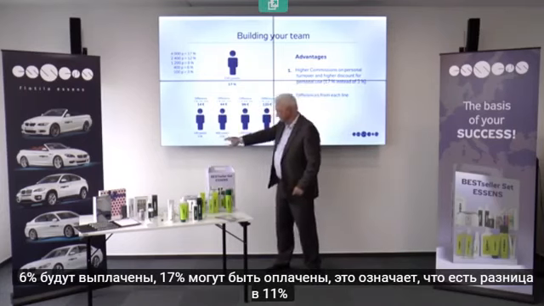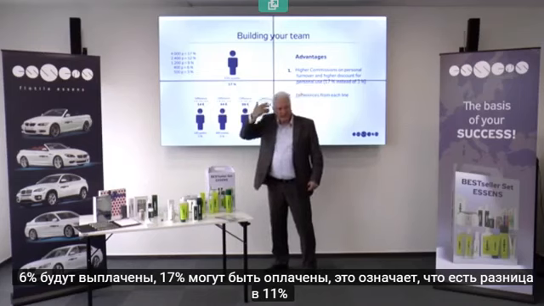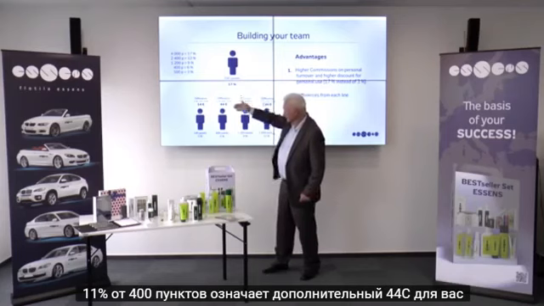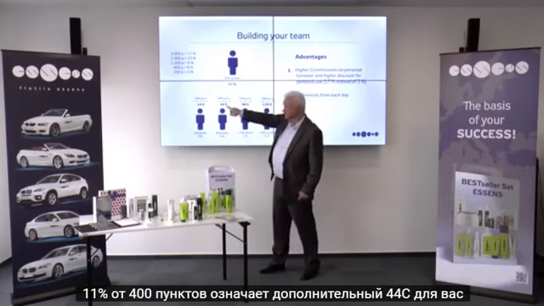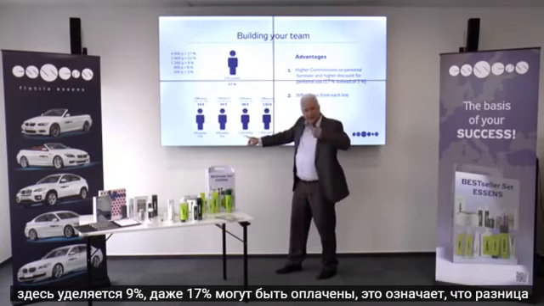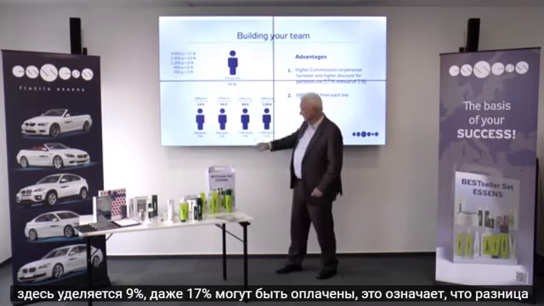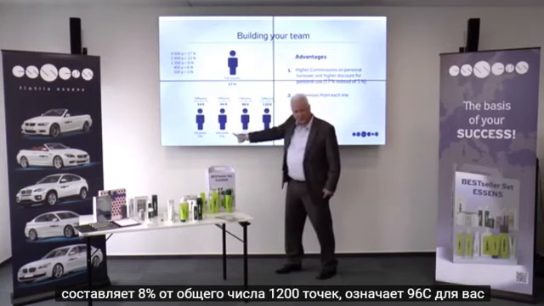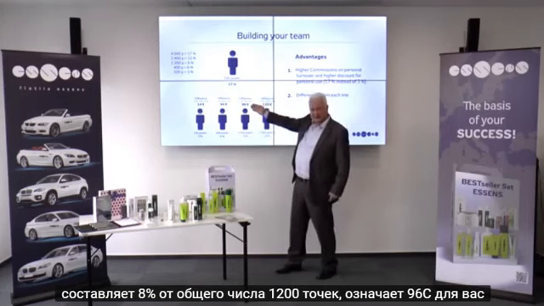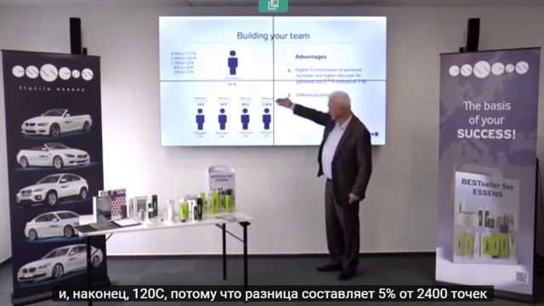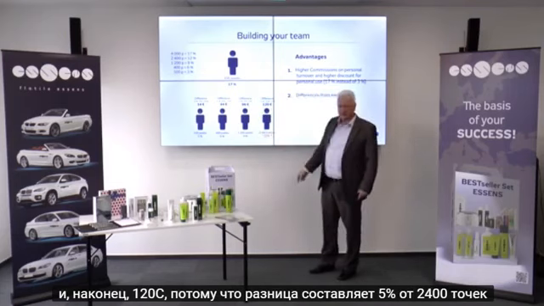6% are paid out, 17% can be paid. That means here is a difference of 11%. 11% from 400 points means an additional €44 for you. Here are paid 9%. Even here 17% can be paid. That means the difference is 8%. On in total 1,200 points means 96 euro for you. And finally 120 euro, because the difference is 5% from 2,400 points.